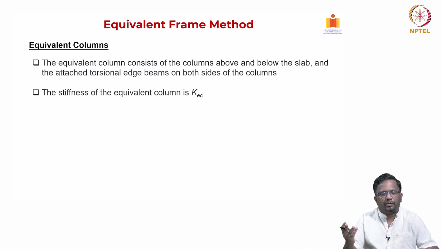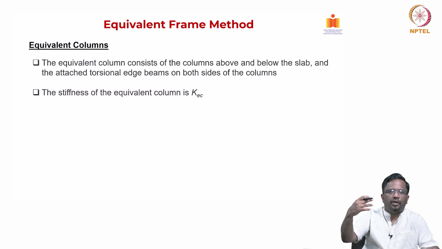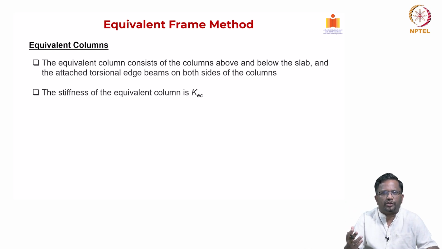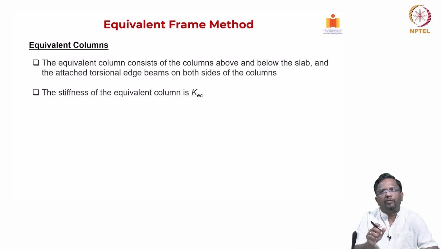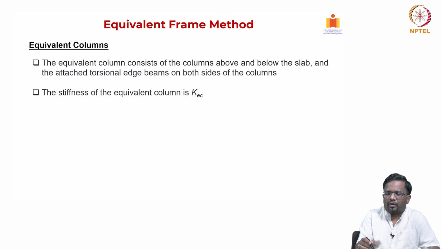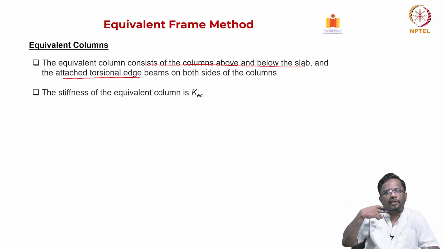Now what is the equivalent column, right. First we looked at the slab element, we looked at the column. Now how do we form an equivalent column? I have explained that the typical substituted frame has to be converted into a single story frame. In the single story frame, you will have only the slab beam element and the equivalent column. The equivalent column will consist of columns above and below the slab, and also any member that is attached and running in the perpendicular direction, on both sides of the column.